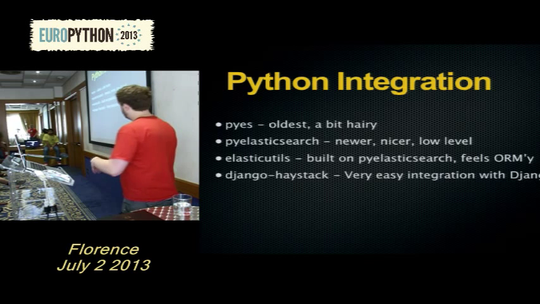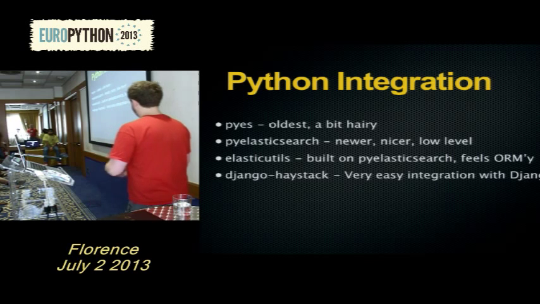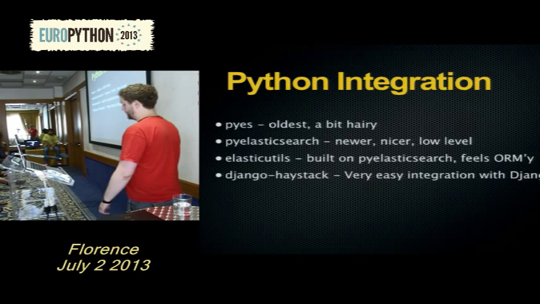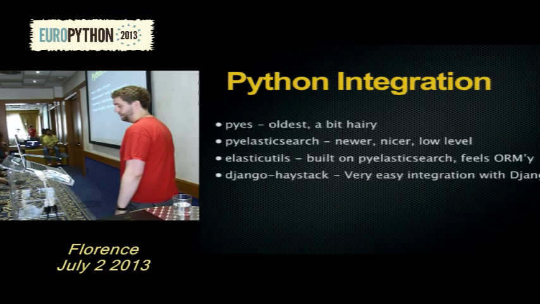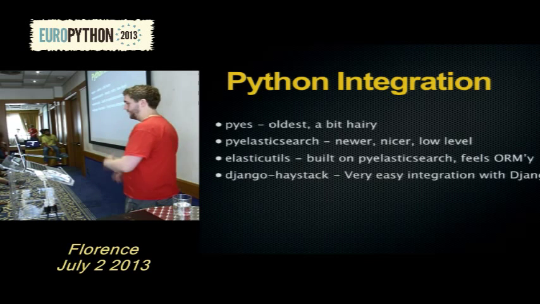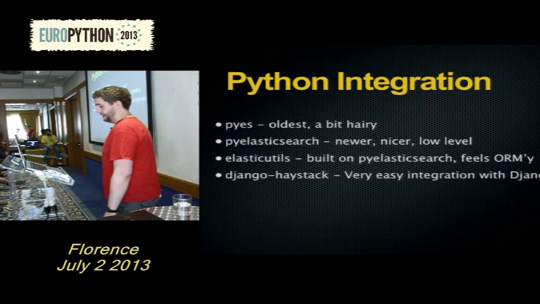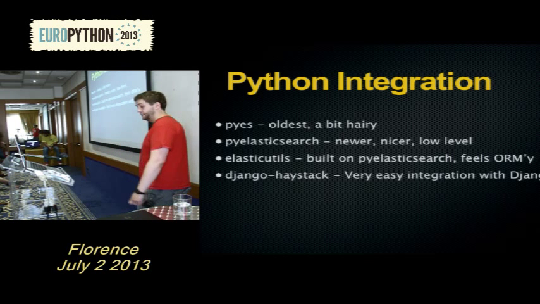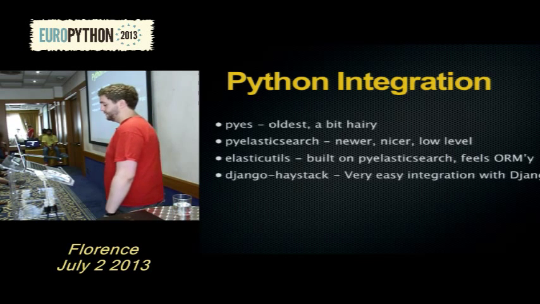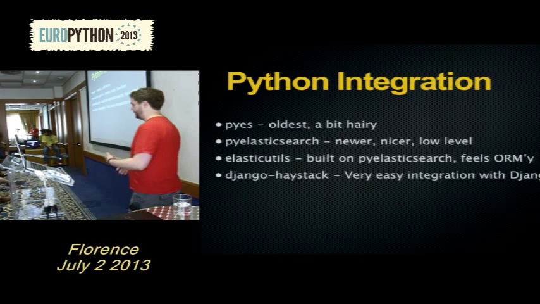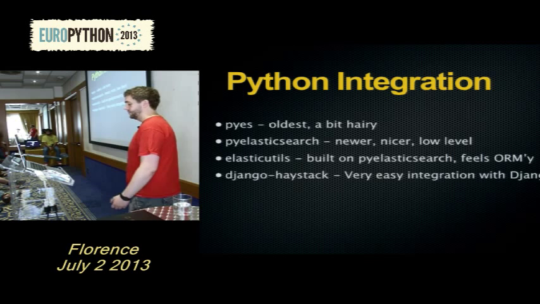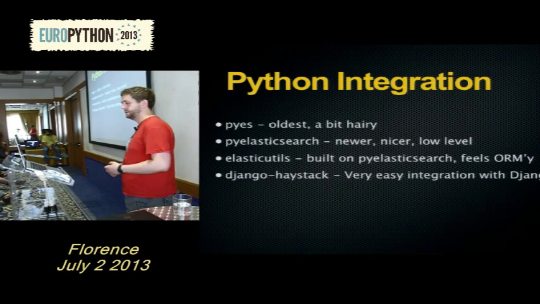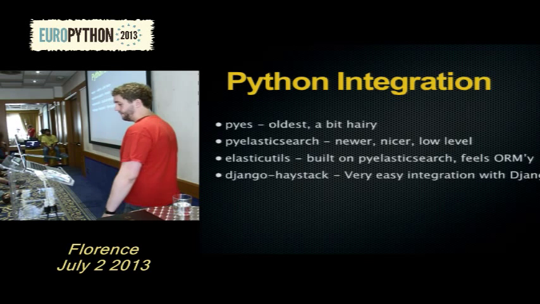Elastic Utils then adds a more sort of ORM-y type approach on top of PyElasticSearch, which then adds back some of what is in PyES. And when I say ORM-y, I mean it's not an ORM because it's the wrong type of thing, but it feels a bit like Django's ORM or something like that. And then finally, Django Haystack is very easy integration with Django, and it's really nice if you just want to keep going quickly and hook up with your Django models. It's also got the added benefit that you can change your backend, so that could be useful for development, or you might want to keep your options open in general.